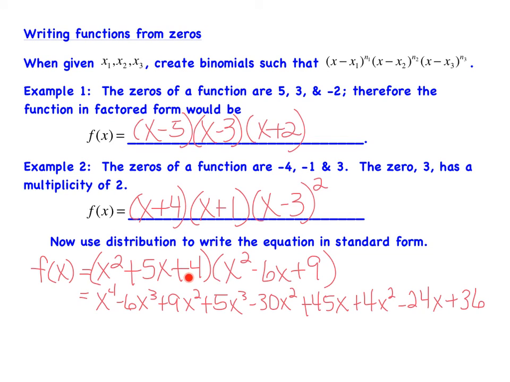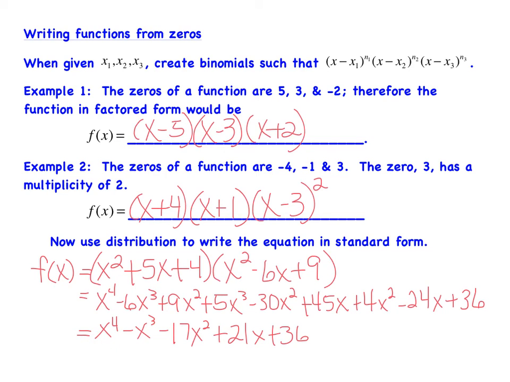Now we move to the third term. 4 times x squared is 4x squared. 4 times -6x is -24x, and 4 times 9 is 36. Now all we have to do is combine our like terms, and we will have our polynomial equation in standard form. When combining like terms, I just start at the beginning. I look to see if there are any other x to the 4th powers, and there aren't. So I bring that down. That's going to be my first term.